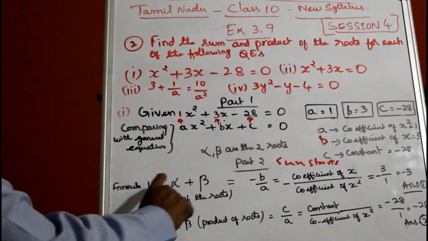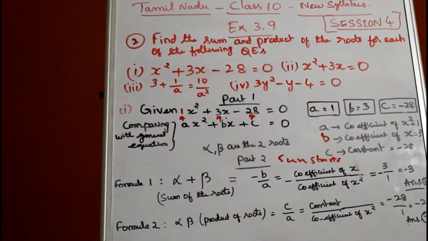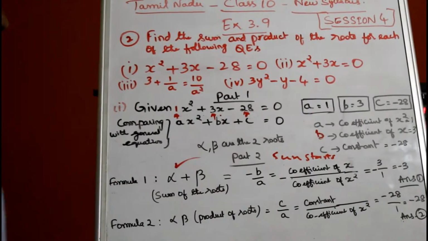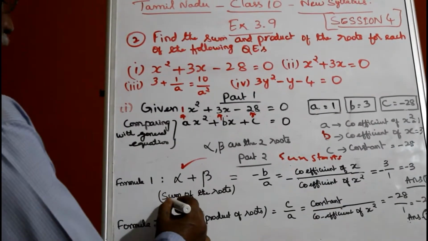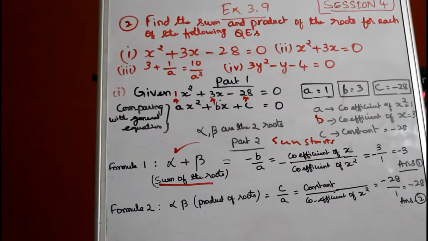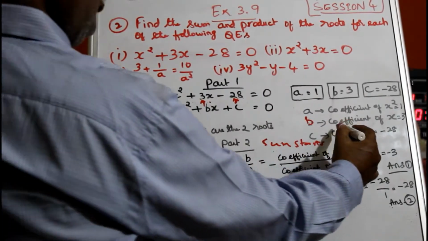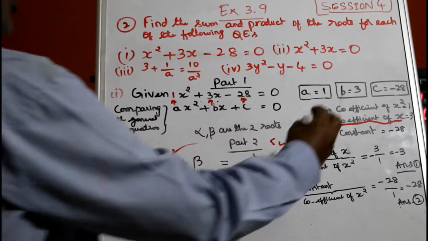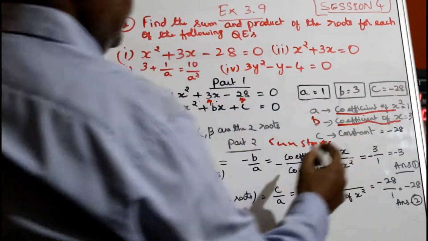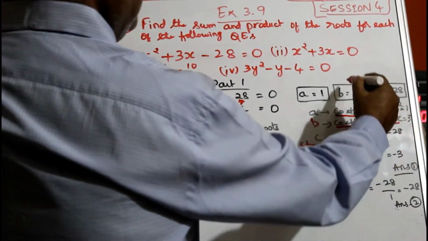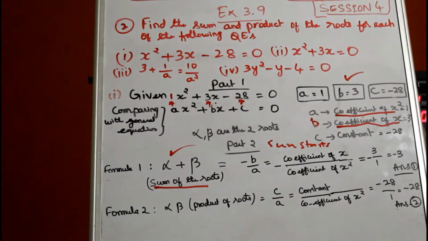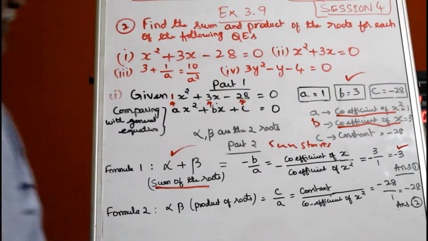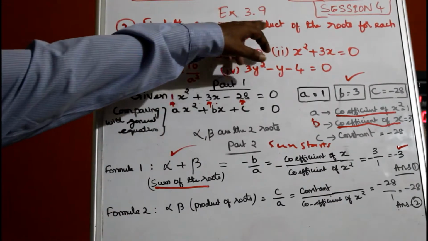Formula 1. Alpha plus beta is called the sum of the roots. Find the sum. The formula is minus b by a. b is called coefficient of x and a is called coefficient of x square. Coefficient of x is 3, so b is 3 and a is 1. Don't forget the minus. Minus 3 by 1 is minus 3. This is the answer.